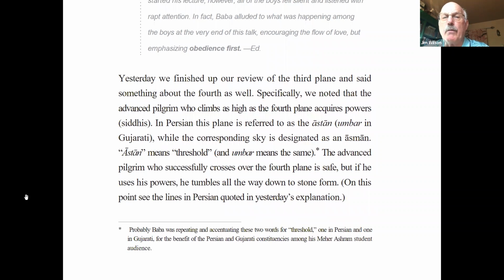The advanced pilgrim who successfully crosses over the fourth plane is safe, but if he uses his powers, he tumbles all the way down to stone form. On this point, see the lines in Persian quoted in yesterday's explanation.